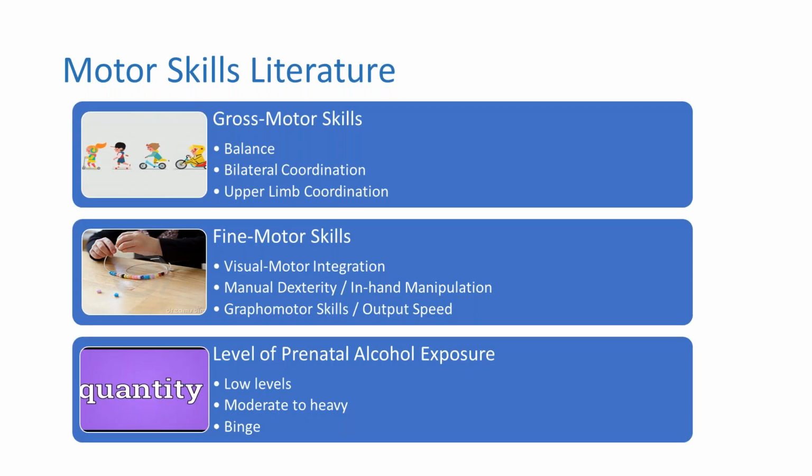So there is a lot of literature on the motor skills with prenatal alcohol exposure, so I tried to summarize it for you guys. With gross motor skills, we typically see differences with their balance and bilateral coordination. Those would be the top 2 for sure. And then there's some difficulties with upper limb coordination. In terms of fine motor skills, it's visual motor integration and manual dexterity and graphomotor skills. And related to the graphomotor skills, it's more particularly with the output speed.